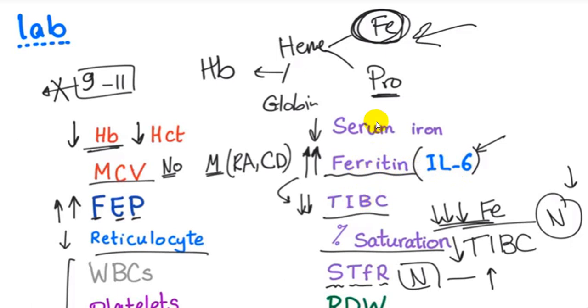So when you get a combination of these three, do suspect what we call anemia of chronic infection or chronic inflammation or chronic disease. And saturation will be normal, and if a person has markedly reduced iron level, then saturation may be further reduced.